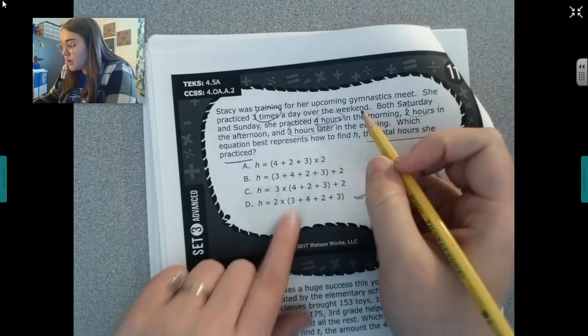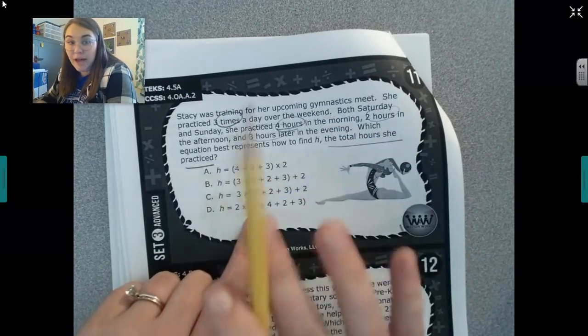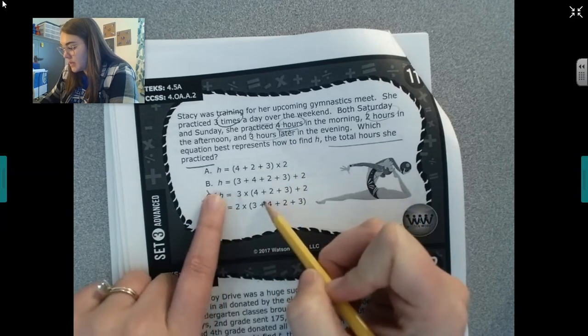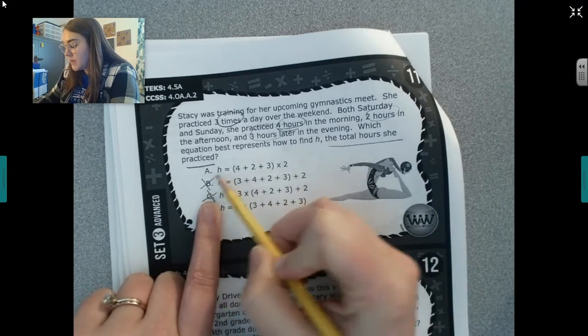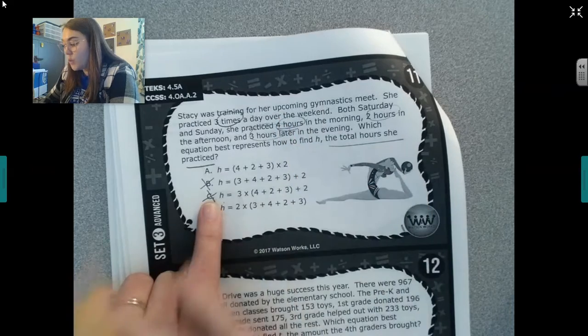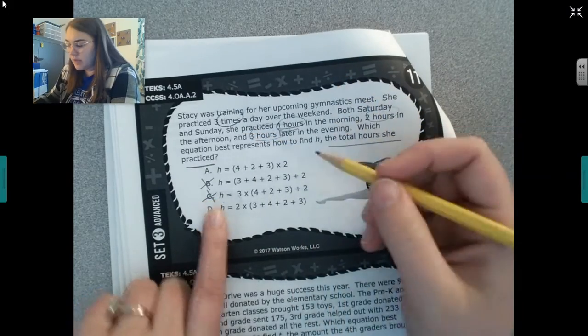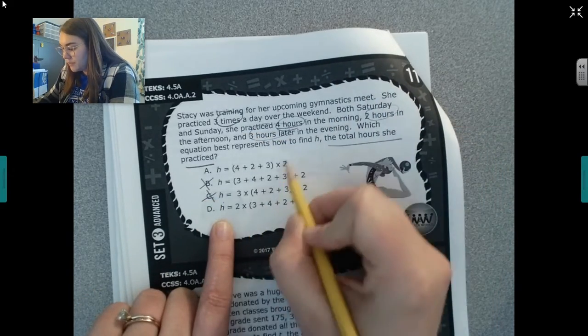So let's see if there is one that matches it. First of all, I'm going to go through and see which one flat out doesn't make sense. So times 3 doesn't make sense because there's only 2 days. Plus 2 doesn't make sense because I have to multiply it, or else you wouldn't have 2 days. You would just be adding 2 more hours. Then I have 2 times and 2 times.